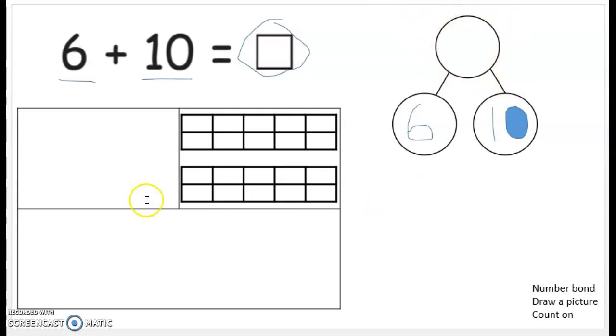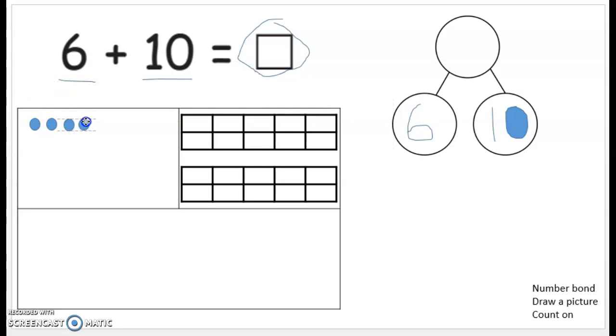In order to do that, the kids have been working on lots of different strategies. So when they first start out, they see 6 and 10 as parts. We're adding, so we're putting these numbers together. And they may just draw circles. So we're going to draw 6 circles.